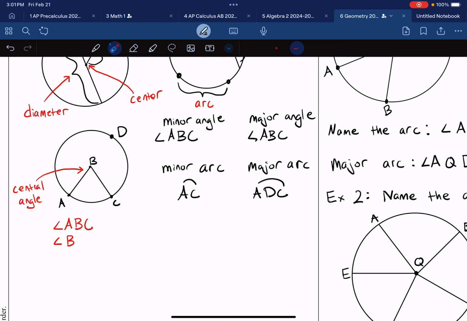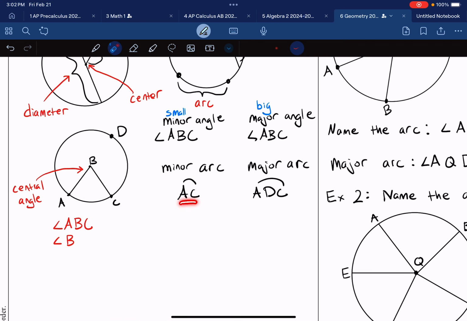There's not a good way to describe a minor angle, the small angle. By the way, if I say minor, you assume that one to be small. If I say major, you assume that one to be big, for our vocab words, right? So the minor angle and the major angle are the exact same thing. It's angle ABC, angle ABC. You can't really distinguish aside from using the words minor versus major. However, for arcs, if I'm talking about this piece of the crust of the pizza, it's really easy to see in the notation if it's a minor arc versus a major arc.